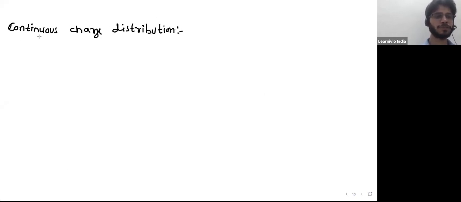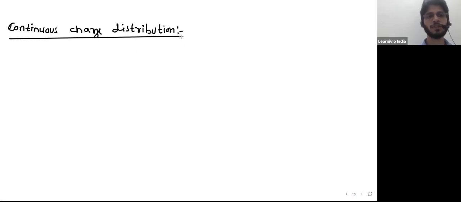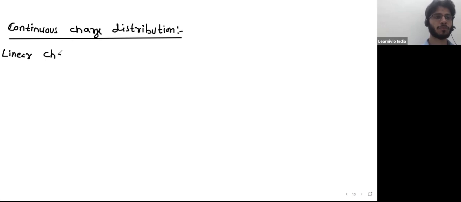what are the three types of charge distribution? Linear, surface, and volume. So let's first start with linear charge distribution.